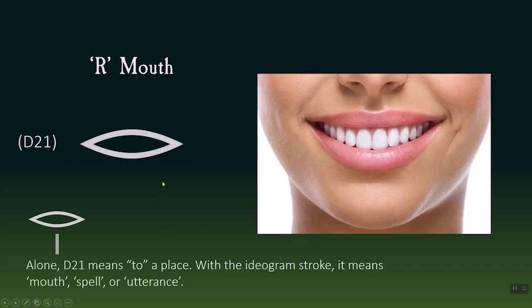Then we have R, which is a mouth, D21 in JSesh. If you see this R sign with the ideogram stroke below it, it means a spell or a mouth or an utterance, right? So it's taking the hieroglyph as a picture of what's being described. So it's a spoken word or perhaps a spell or a statement. When it stands alone outside of a word, it could mean to a place. So that's worth marking down as well.